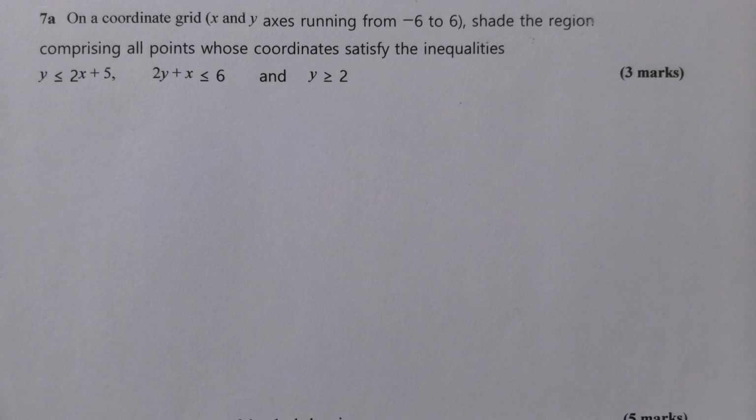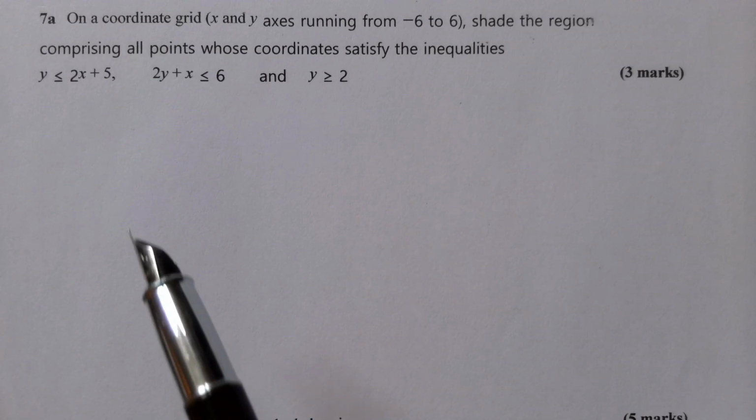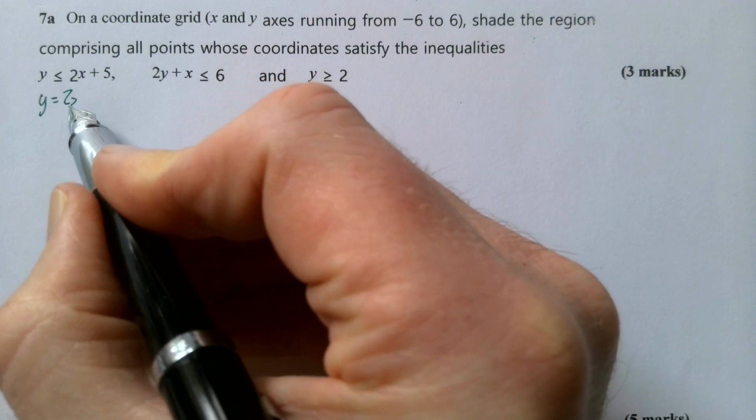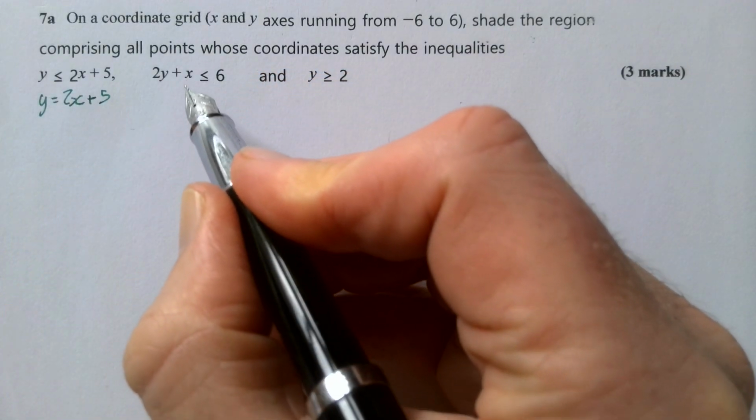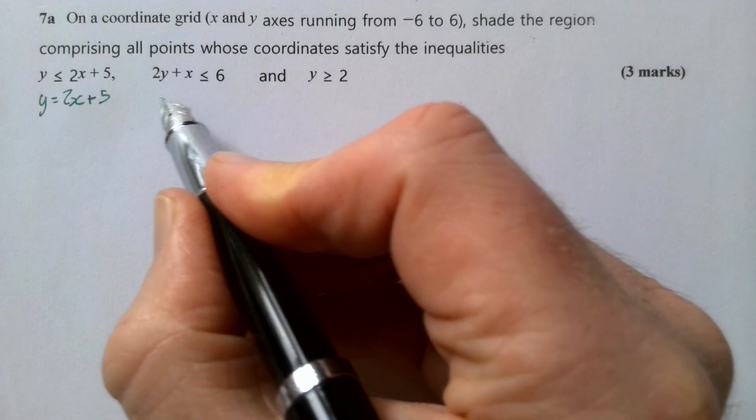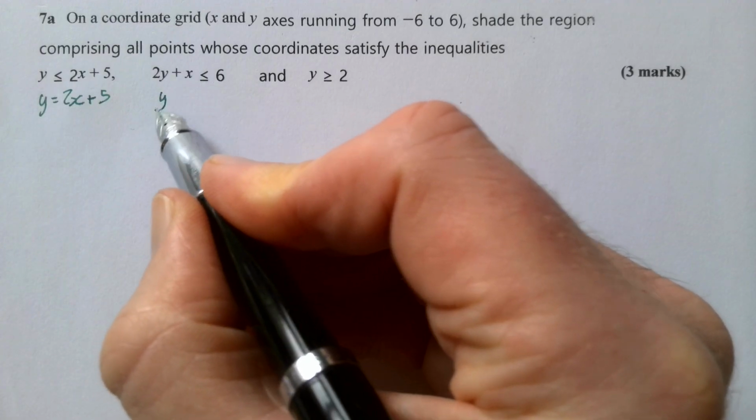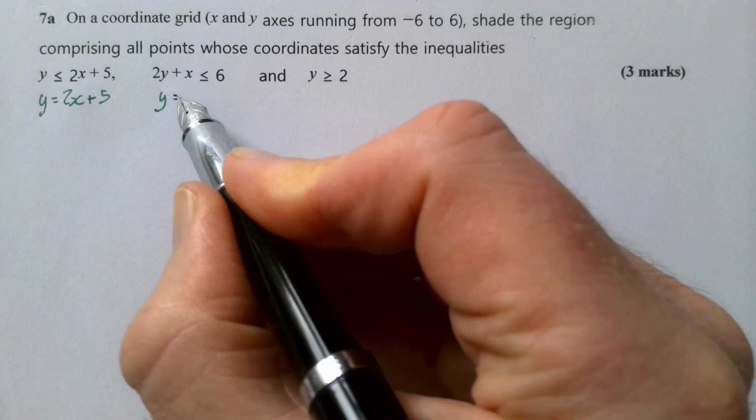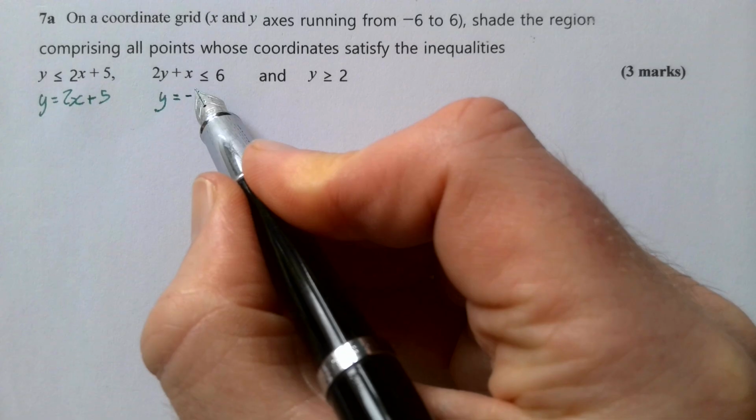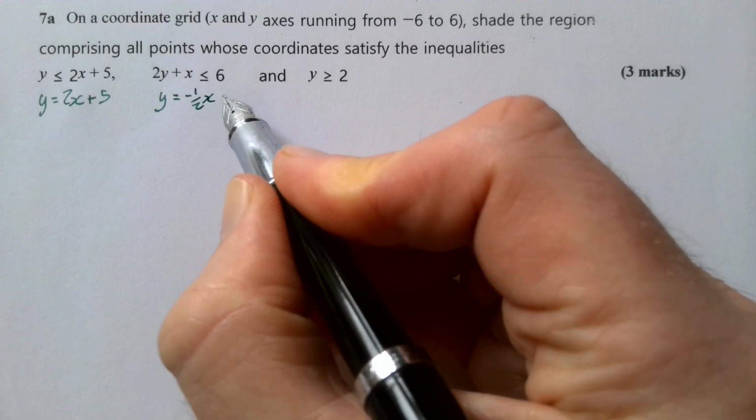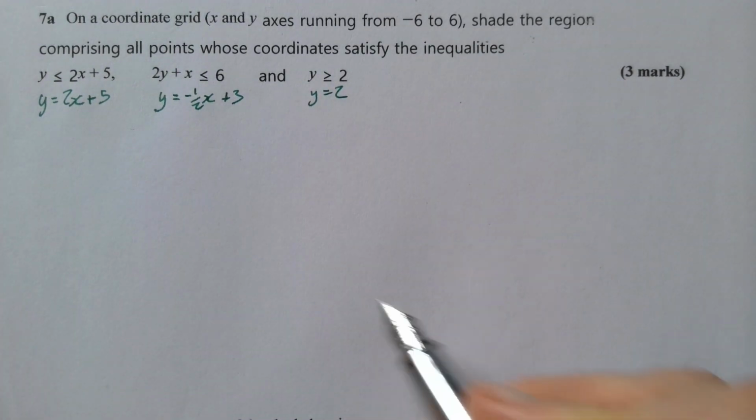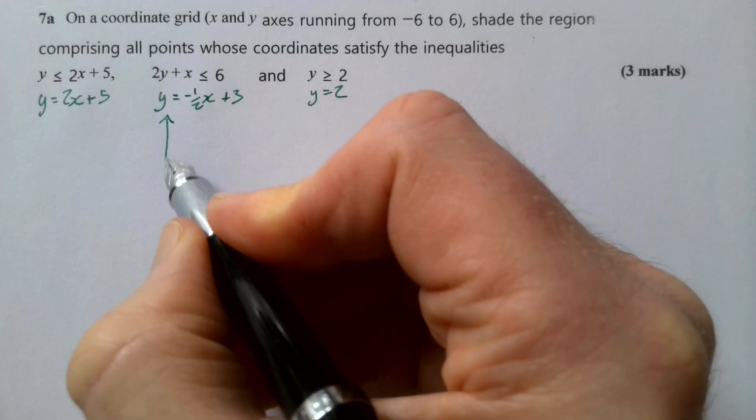Okay, so finally, question 7. We just need to plot the three lines. The line y equals 2x plus 5, and the line x plus 2y equals 6, but let's rearrange it to make y the subject, because then we can think about it a bit easier. If I take x from both sides and then halve everything, I get y equals minus a half x plus 3. And then we're going to plot the line y equals 2.